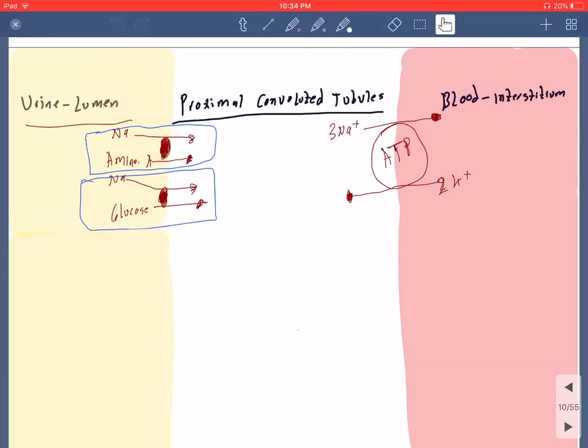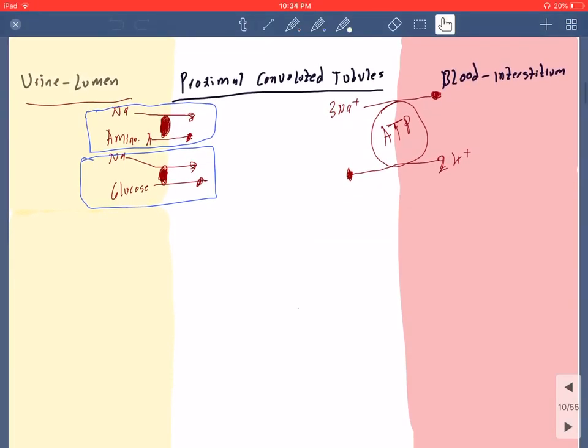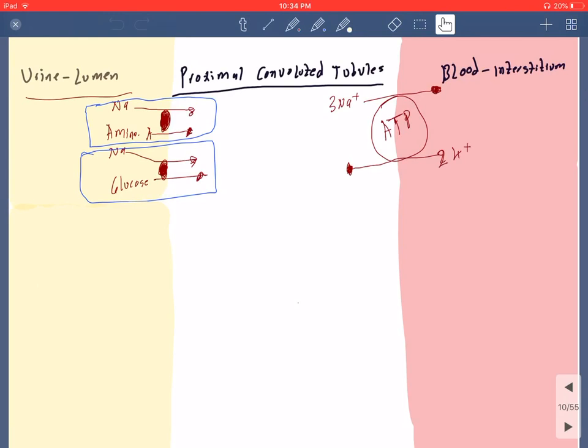We're going to be talking about the proximal convoluted tubule. Let's keep in mind that this is all part of renal physiology. As we all know, whenever the blood is filtered by the glomerulus, the first part of the tubules that it gets down to is the proximal convoluted tubule.